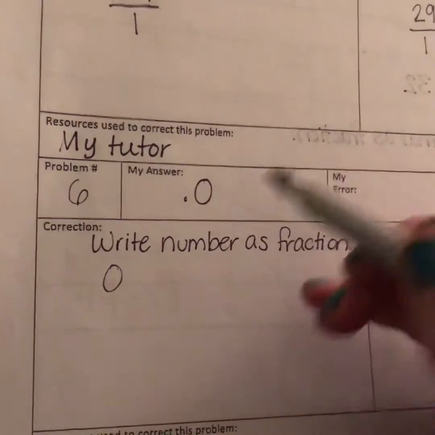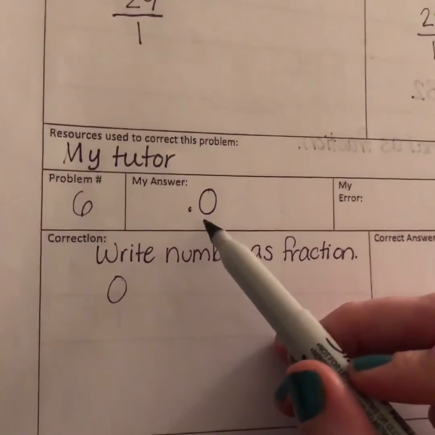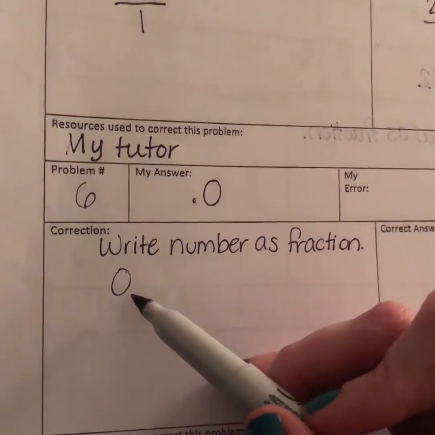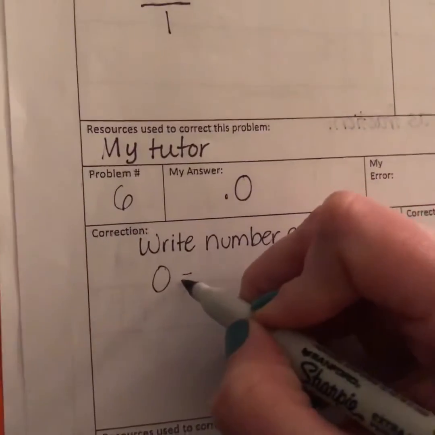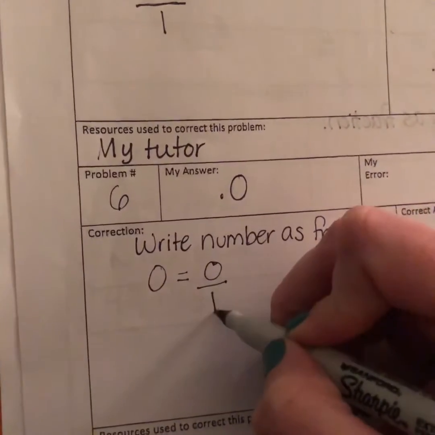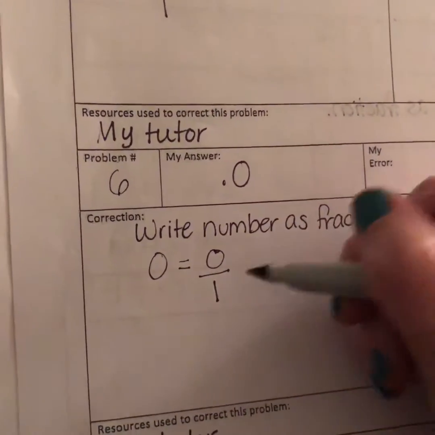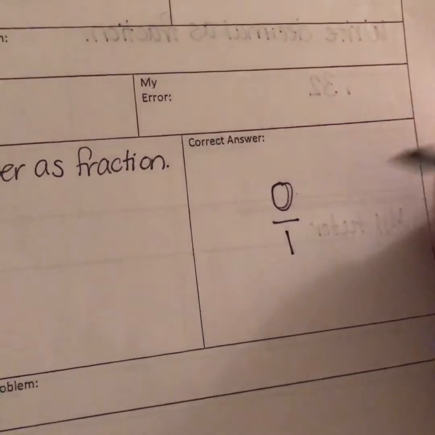Okay, for number 6, again, we're writing the number as a fraction, and they gave us the number 0. So in order to write that as a fraction, that would equal 0 divided by 1, because 0 divided by 1 is 0. So your answer is 0 divided by 1.